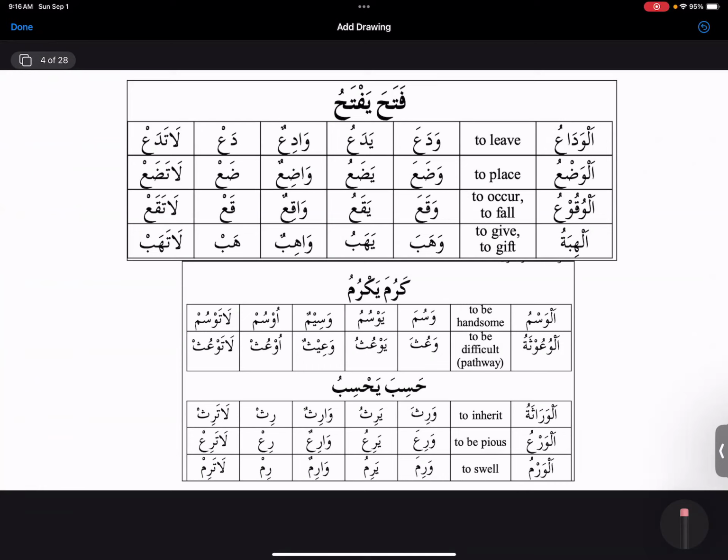Then we have karuma. Karuma is keeping the vowel. Wasuma yausumu. Wa'utha yau'uthu. Then from hasiba, again, it is dropping. Warisa yarisu, wari'a yari'u, warima yarimu. So in karuma the vowel does not drop. Is this some kind of rule for karuma? Yausumu, I don't know. Not many words are used, right? But we see that, okay, it's not dropped.